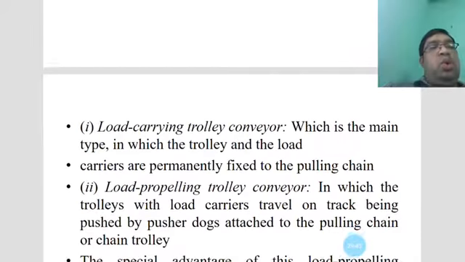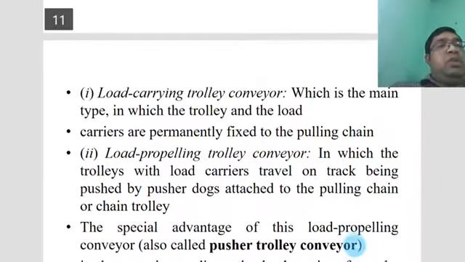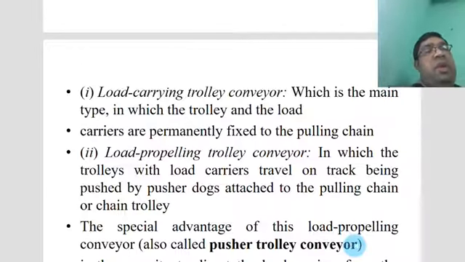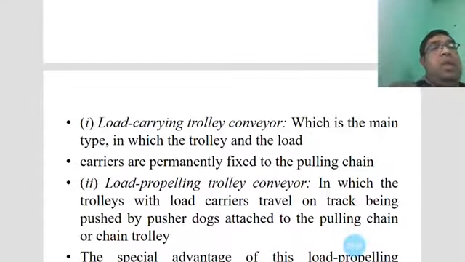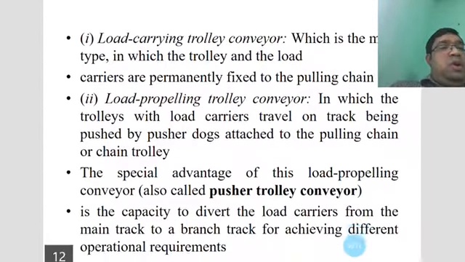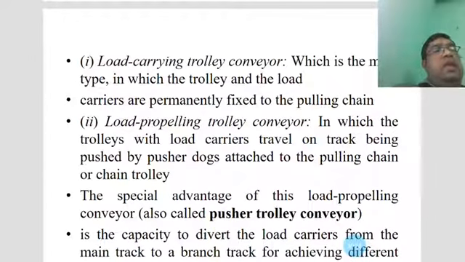Another type is the load carrying trolley conveyor, which is the main type, in which the trolley and the load carriers are permanently fixed to the pulling chain.